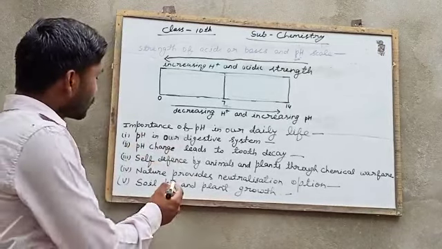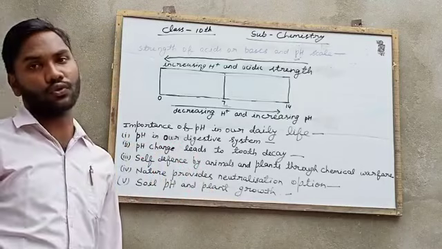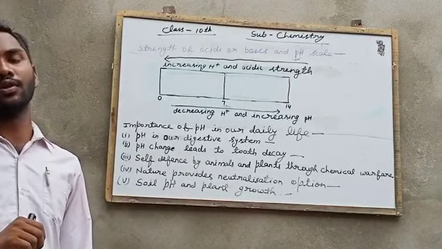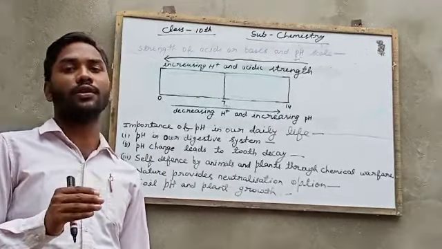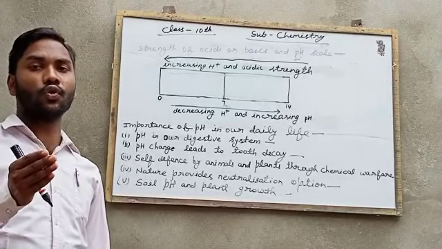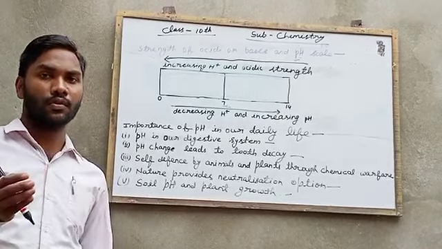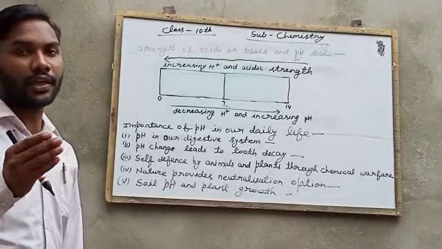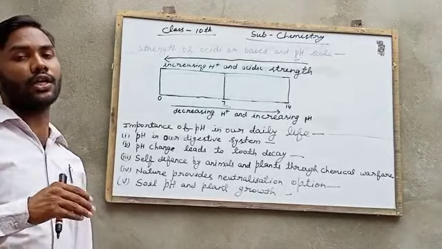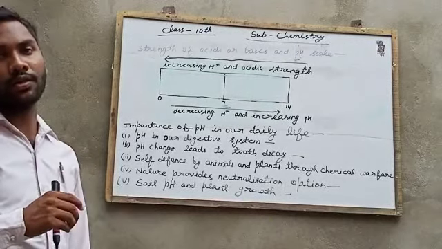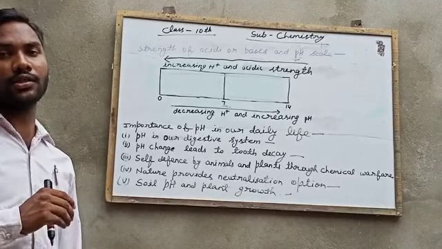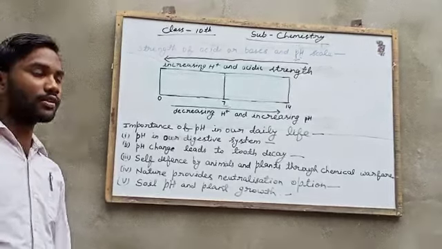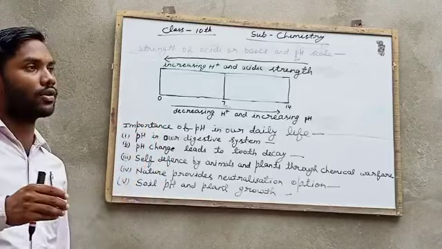After that, soil pH and plant growth. Different soils have different pH values, and plants also require different pH values for their growth. For example, if the soil is acidic, we can add calcium oxide or lime to the soil, which is basic in nature, and this raises the pH value. So these are the things about pH we discussed today.